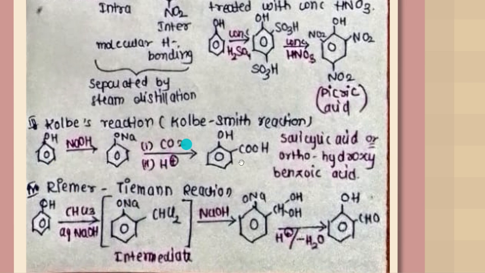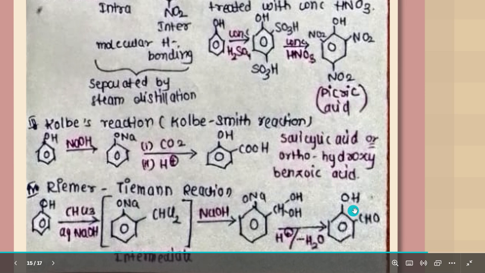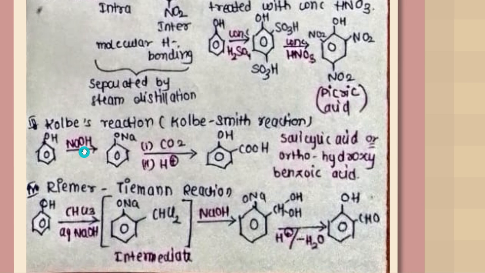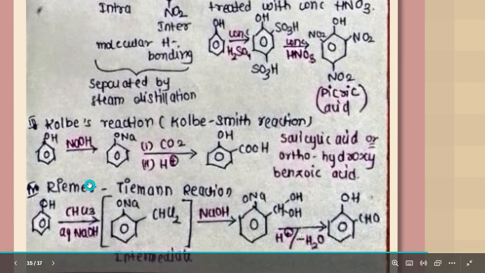Now these two are super important reactions: Kolbe's reaction and the Reimer-Tiemann reaction. Kolbe's reaction gives us salicylic acid, while the Reimer-Tiemann reaction will give us salicylaldehyde. Coming to Kolbe's reaction, phenol on reaction with NaOH will give us sodium phenoxide. This, on reaction with CO2 and after that acidification, will give me salicylic acid or orthohydroxybenzoic acid.